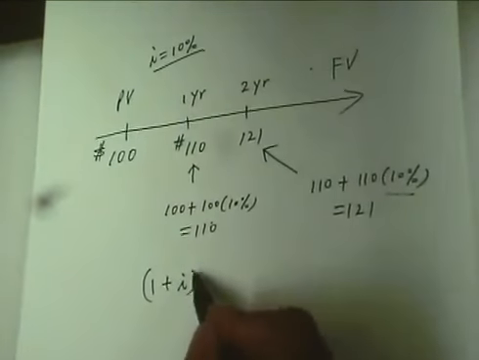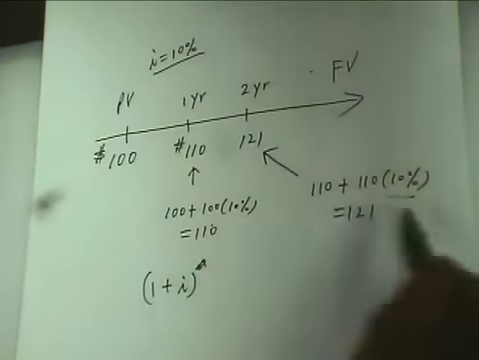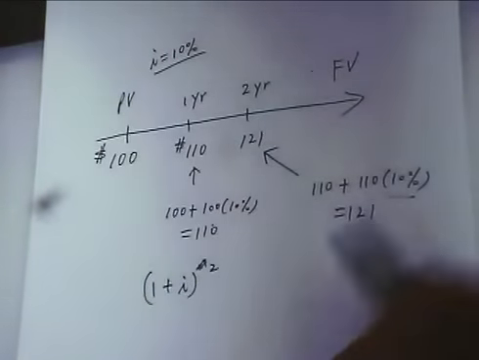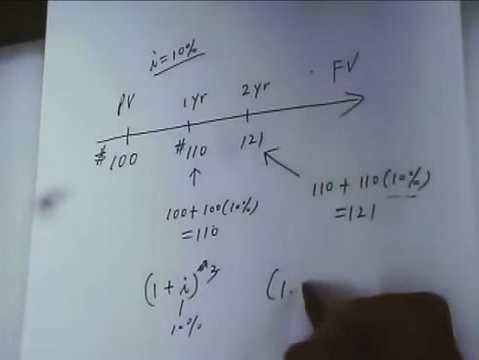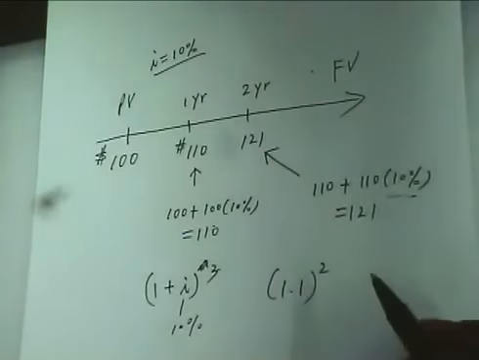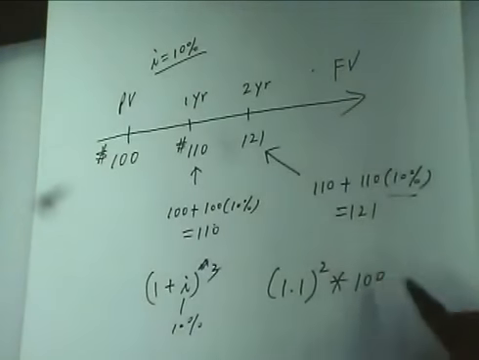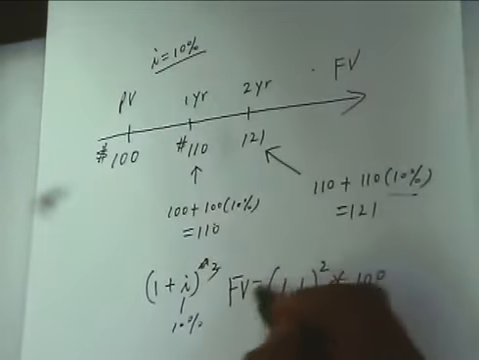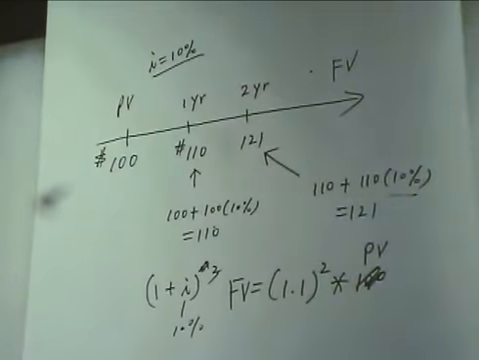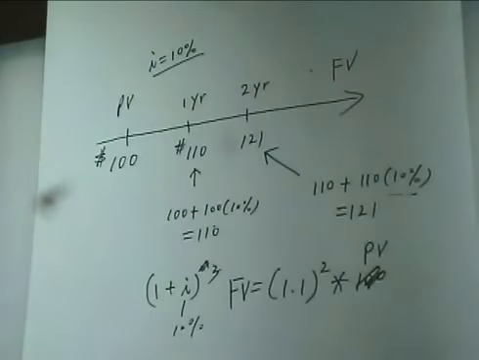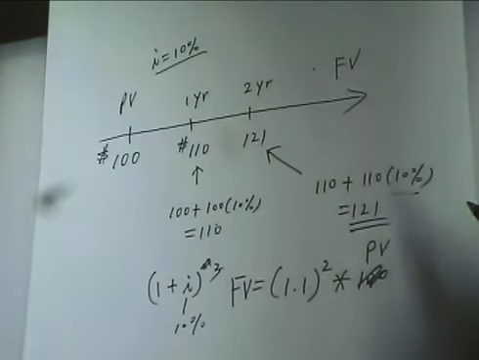Instead of doing it every time, how about the nth power? If we do it twice, 2 years is a power of 2. If you do 3 years, power of 3. I is 10%, so 1.1, am I right? 1.1 power of 2 multiplied by 100, the present value. So future value equals present value multiplied by 1.1 second power. Does it come out to 121? Am I right? Does it, Alicia?